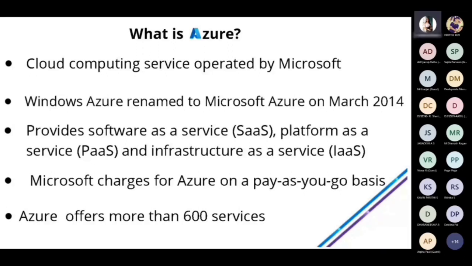For example, we will be hosting our VPN on Microsoft Azure. Microsoft Azure was earlier called Windows Azure, which was later renamed to Microsoft Azure in March 2014. It provides software as a service, platform as a service, and infrastructure as a service. If you research these terms, you will understand what they are. One of the best parts of Azure is its costing. Azure is free to start and charges on a pay-as-you-go basis. You need to pay only for the services you use through Azure. Azure offers more or less 600 services, and many companies are using Azure now.